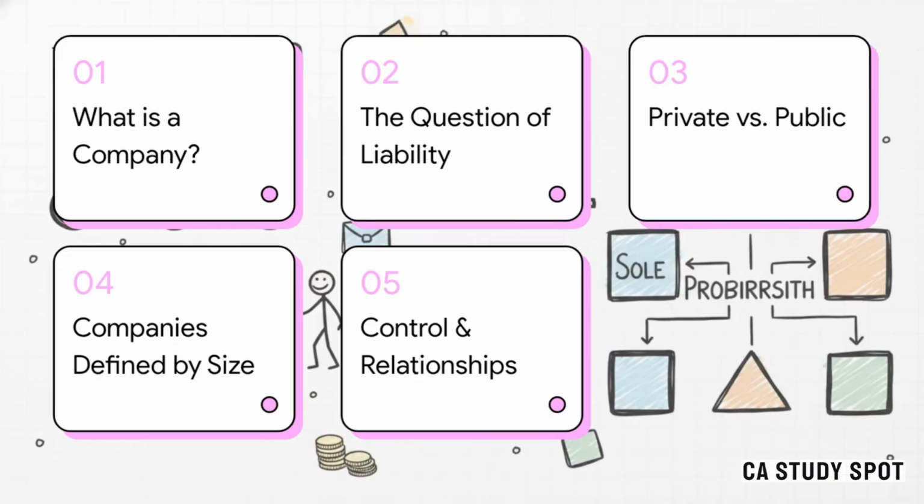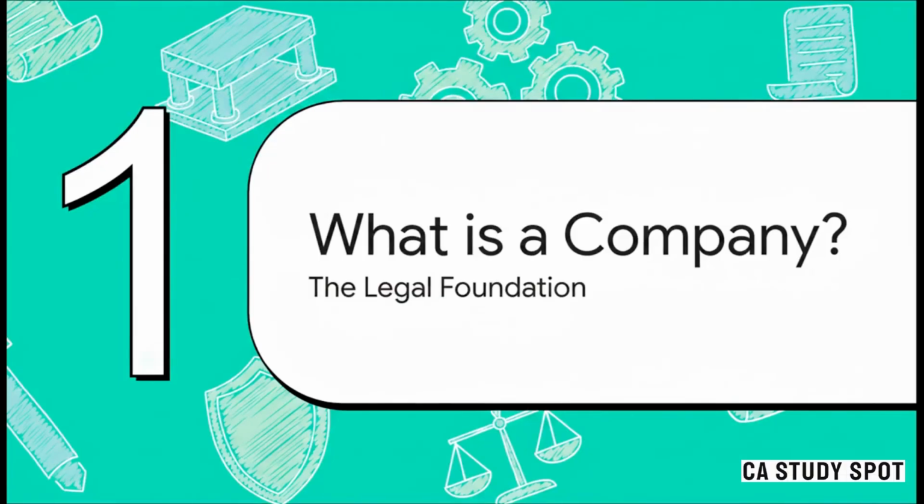So here's our game plan. We're going to start with the absolute basics. What even is a company? Then we'll jump into the super important idea of liability. After that, we'll tackle the big one, the difference between private and public companies. Then we'll look at how companies are defined by their size, and we'll finish up by exploring how companies can control each other. Sound good? Let's dive in.